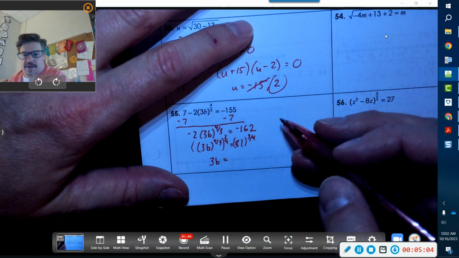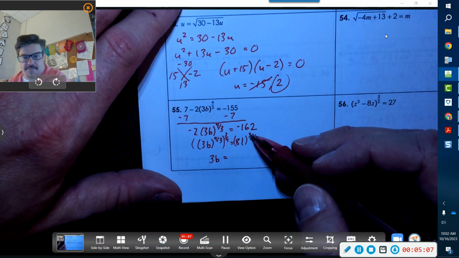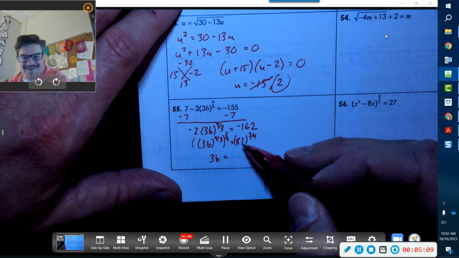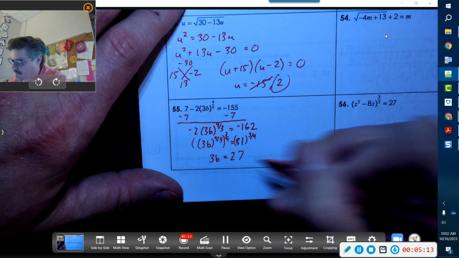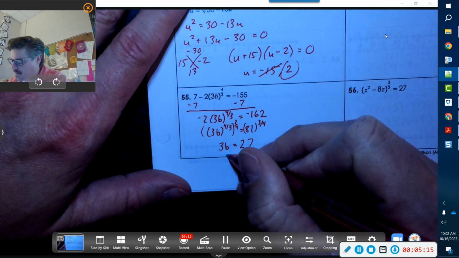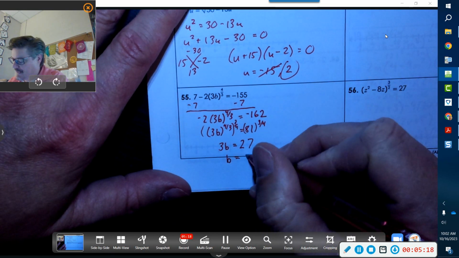So that's 3. Now I got to raise 3 to the third power. I took the 4th root of 81. Now let's raise it to the third power, and then that's going to be 27. So now b, after dividing by 3, b is 9.